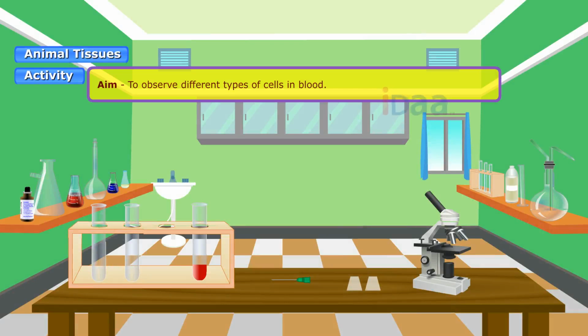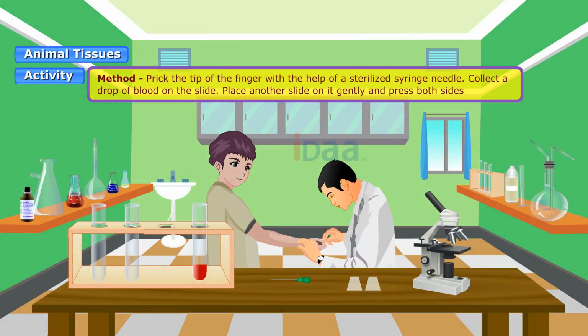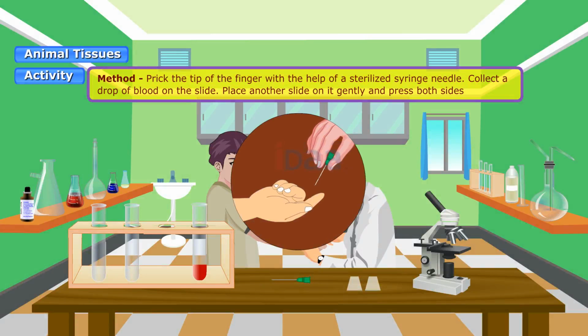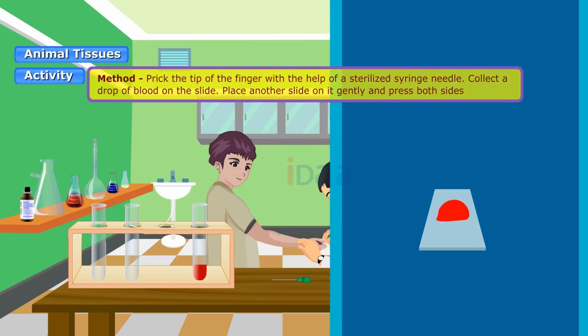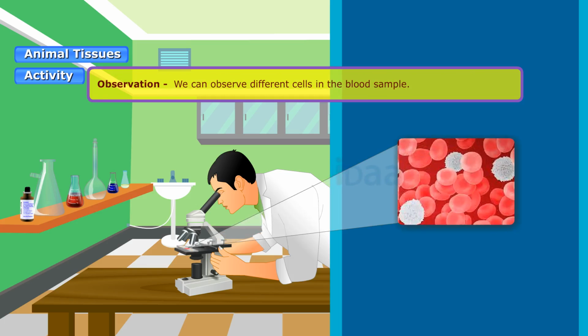Activity. Aim: to observe different types of cells in blood. Materials required: blood sample, sterilized syringe needle, slide, microscope. Method: prick the tip of the finger with the help of a sterilized syringe needle. Collect a drop of blood on the slide. Place another slide on it gently and press both sides. Observation: we can observe different cells in the blood sample.